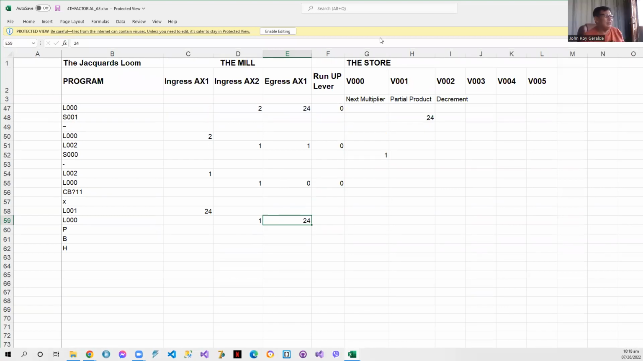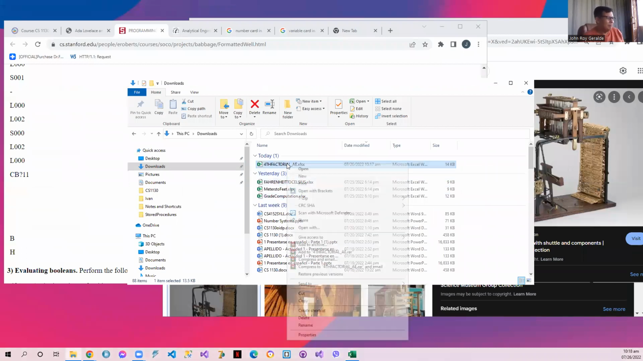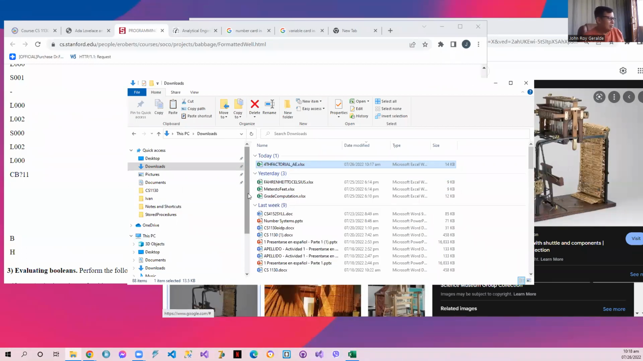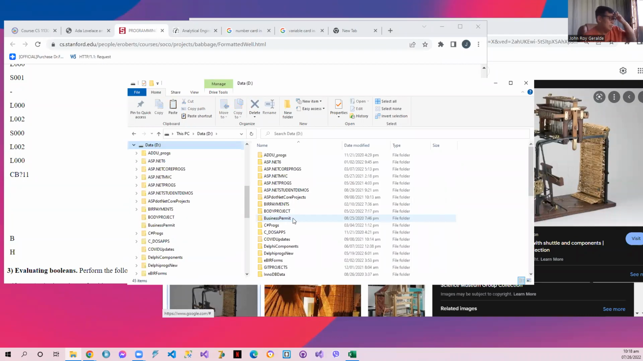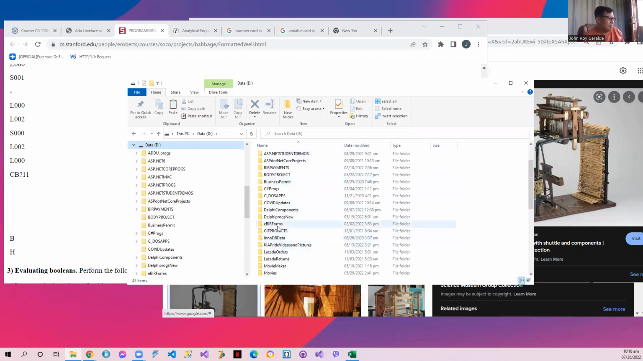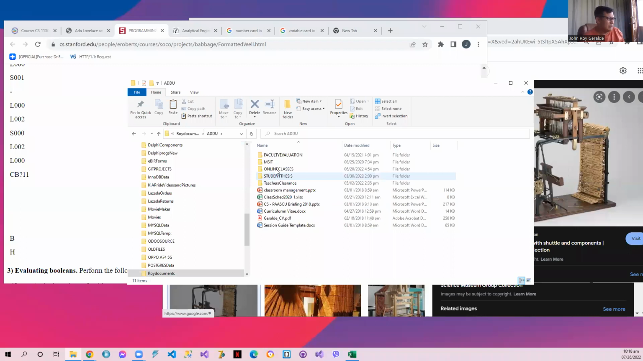So let me just update, no? Update ko lang, no? Okay, bago ko malimutan. I-update ko lang yung ano. Kasi it's really what the source is.